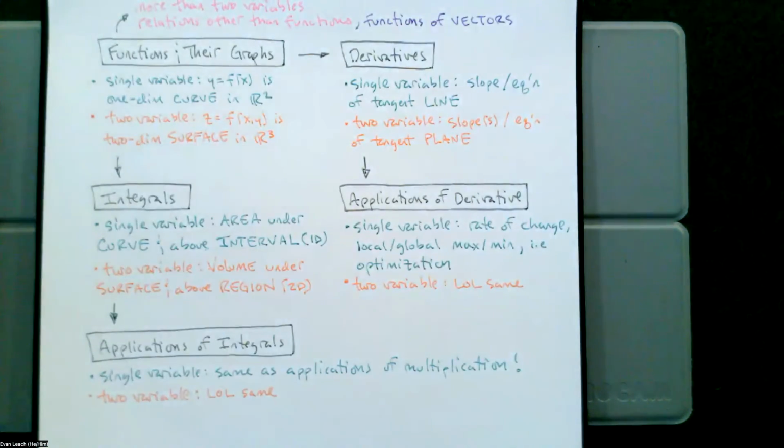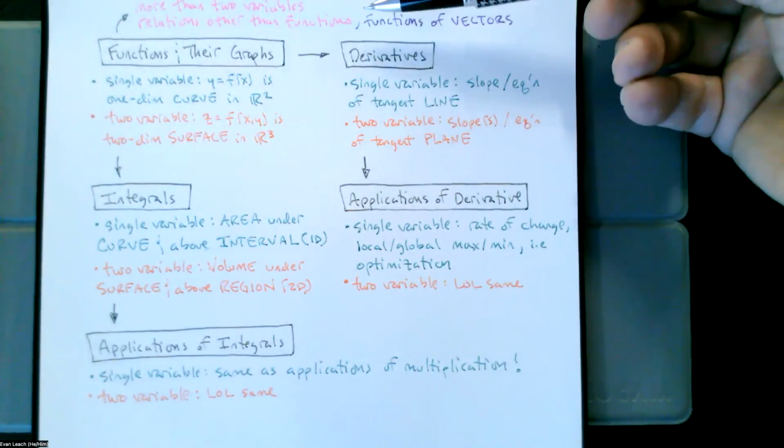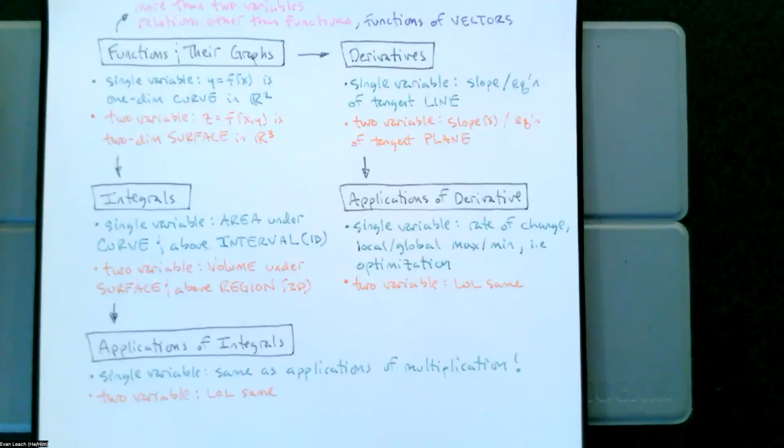Relations. There are relations that are not functions, like circles, x squared plus y squared equals r squared. Y is not a function of x, and x is not a function of y. So we're going to have to figure out a way to deal with that. In that case, there's a couple of things we could do. We could make y two functions of x, the plus or minus square root.